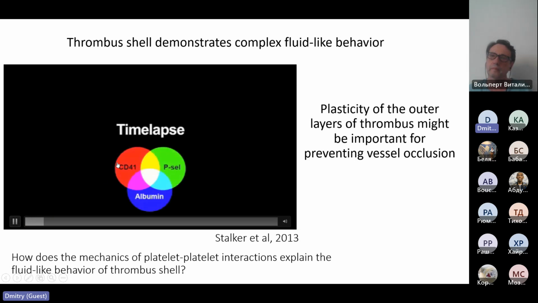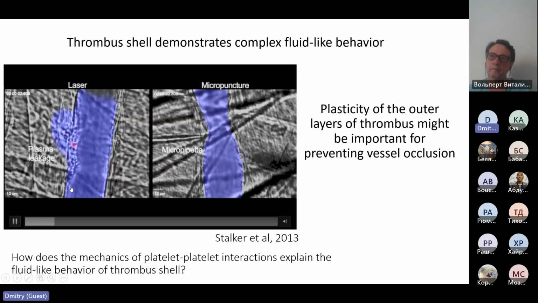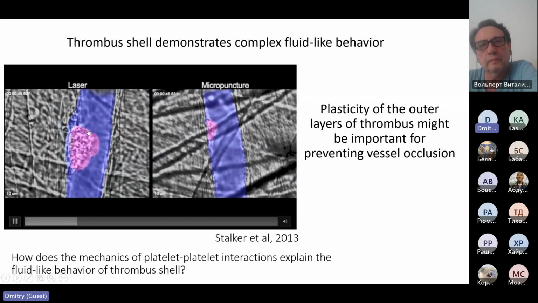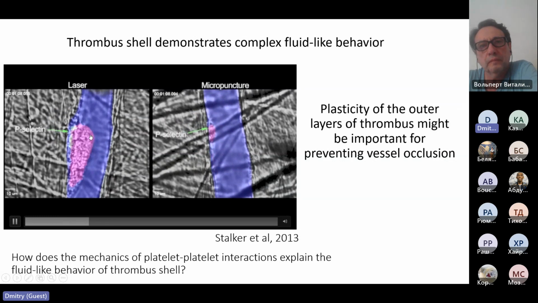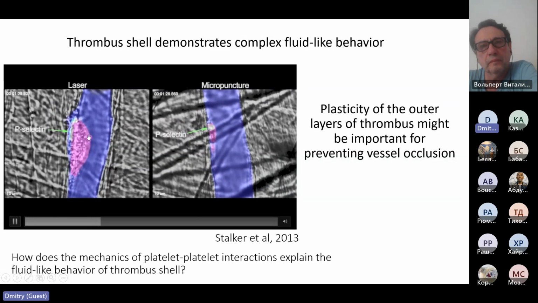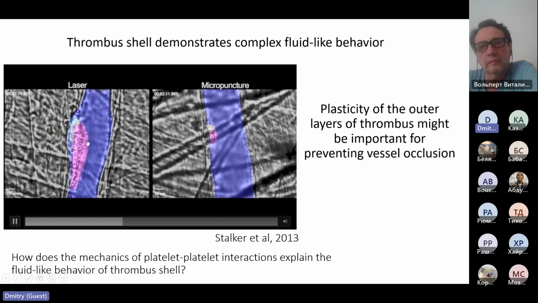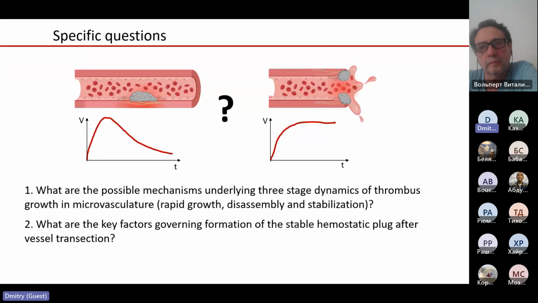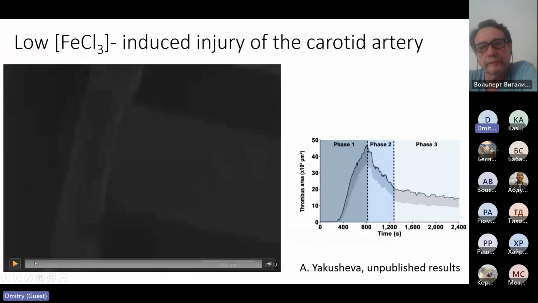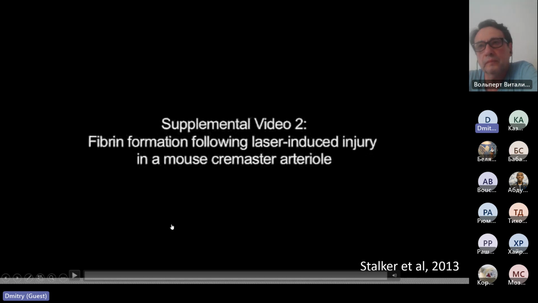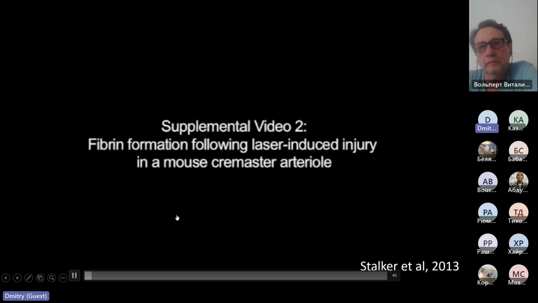So let's see the dynamics of this thrombus. You see that first it grows, then it becomes smaller, then we see some fluidity, and then all the rest of the thrombus just plastically deforms, and we don't see any cycles of growth, right? And for example, in this video, which is pretty much the same, let's have a look. No, not in this one. Okay, in this one, we're now talking about microvessels.